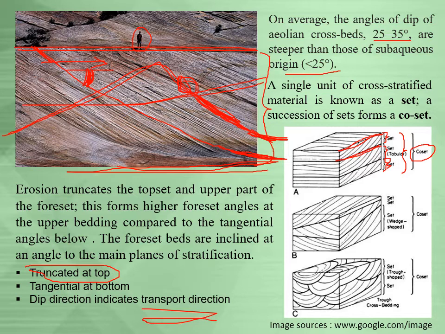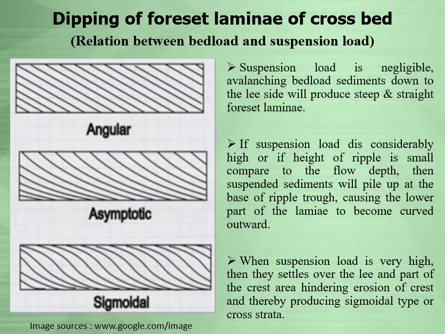So there are various types in which you can observe the set and coset. Now, another interesting feature of crossbed is found in the sedimentary rock record, that is the dipping of foreset laminae, whether it is constant throughout the inclined laminae or varies from top portion to the bottom portion. And there are three cases possible.